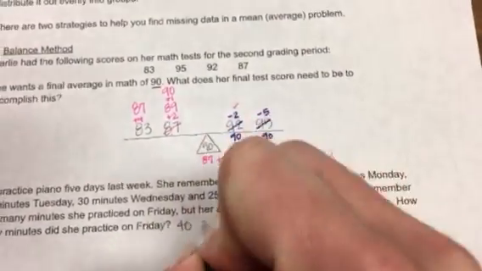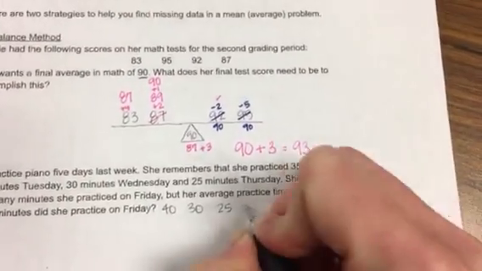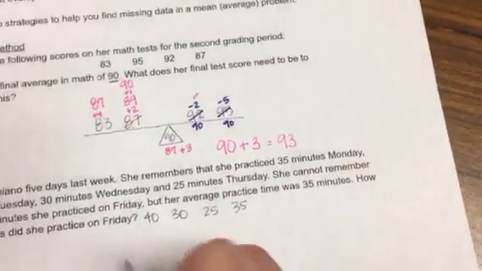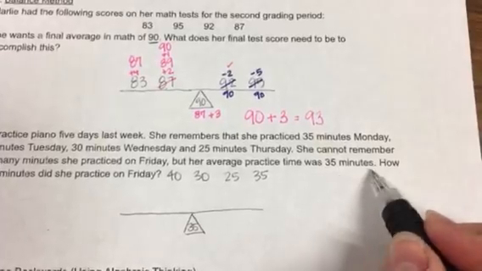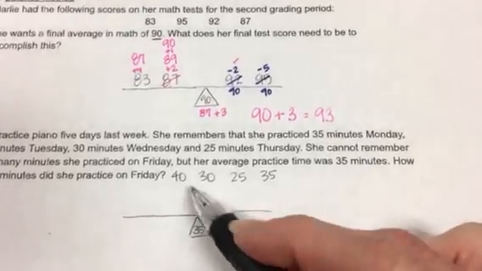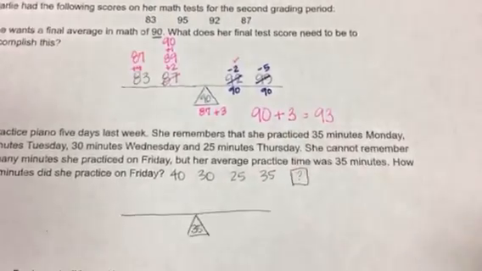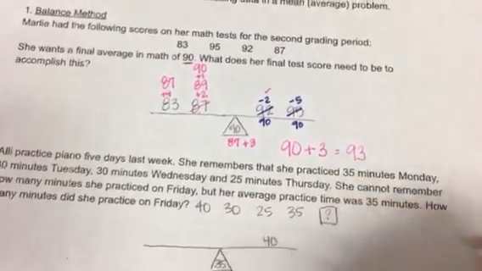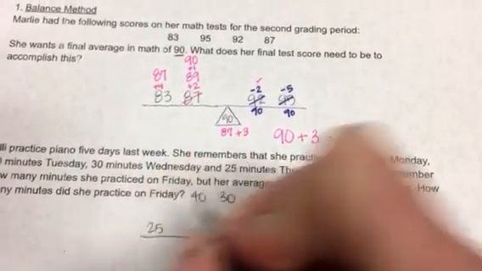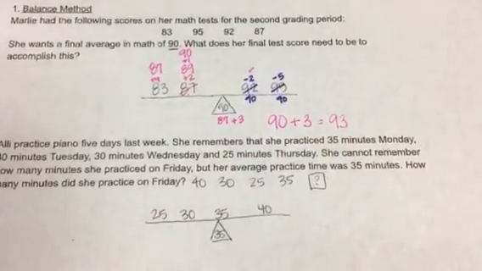So we know that she practiced 40, 30, 25, and 35. And that her average, or that hinge score, was an average of 35 minutes. Right there, it tells me her average practice time was 35 minutes. So these are the 4 numbers that I do know. I'm trying to determine that last number. So we're going to put these in. 40 is greater than 35, so I'm going to put it here. 25 is less, 30 is less, and 35 I'm going to put right here because it is exact.